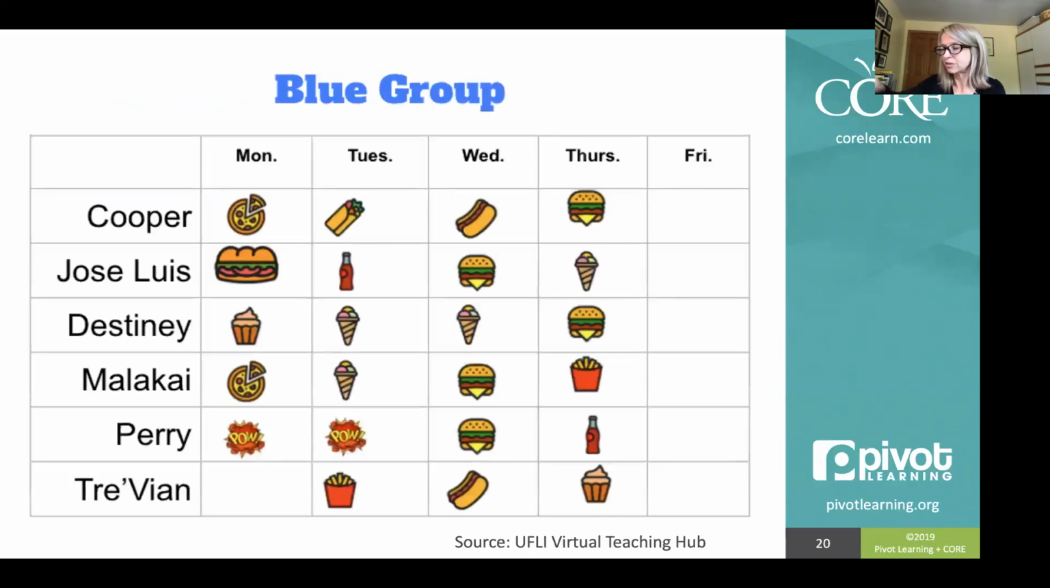So what I have here is an example of an attendance chart that Margaret has set up. This is for her Blue group. And Margaret got the idea for this attendance chart from the University of Florida Literacy Institute's Virtual Teaching Hub. And I'll show you the web address for that hub in just a second, because I want to make sure you know how to access it.